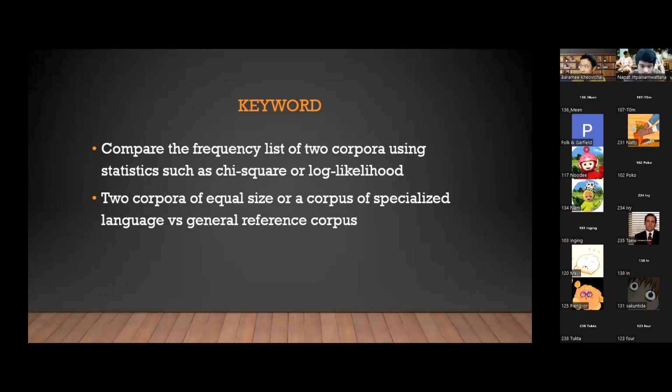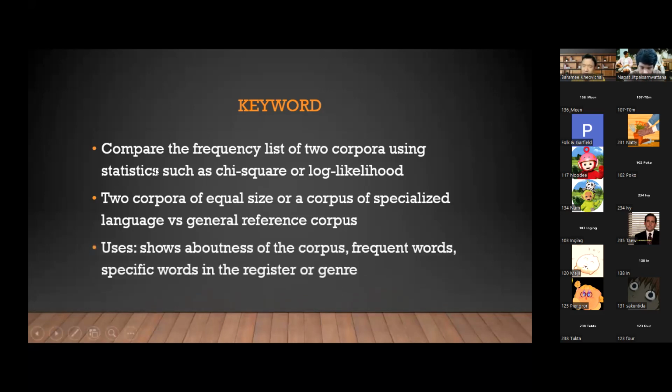In that case, I get the words that are used a lot more in job advertisements than in any kind of written language. So that is more helpful. When we do that, we get the list of words that are characteristic of our data. In so doing, it shows us the aboutness of the corpus. It shows us the frequent words and also specific words in the register or the genre. So it's more rigorous than a frequency list.